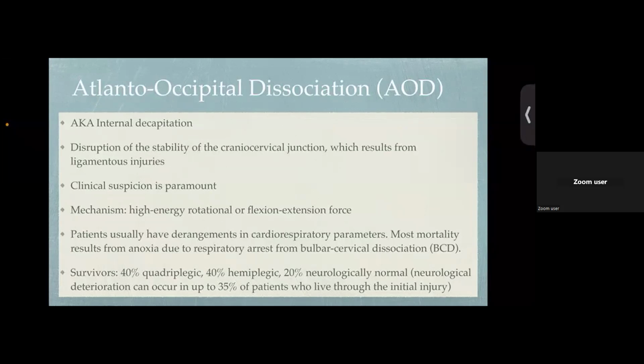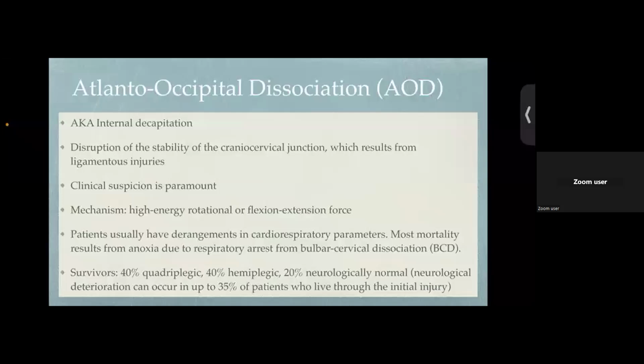It's a disruption of the stability of the craniocervical junction, which results from ligamentous injuries. Clinical suspicion is paramount in these injuries. The mechanism is a high-energy rotational or flexion-extension force. Patients would usually have derangements in their cardiorespiratory parameters. Most mortality results from anoxia due to respiratory arrest from bulbar cervical dissociation. Of the survivors, 40% are quadriplegic, 40% are hemiplegic, 20% are neurologically normal, with neurological deterioration that can occur in up to 35% of patients who live through the initial injury. It's a very serious injury.